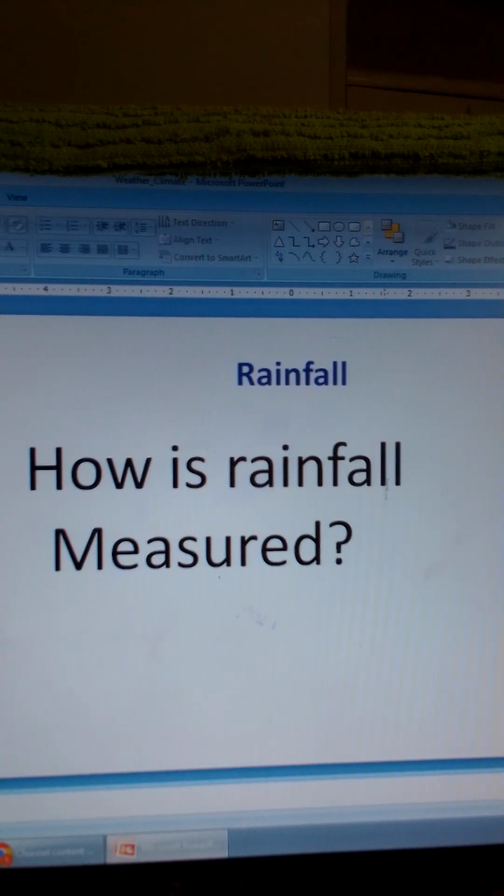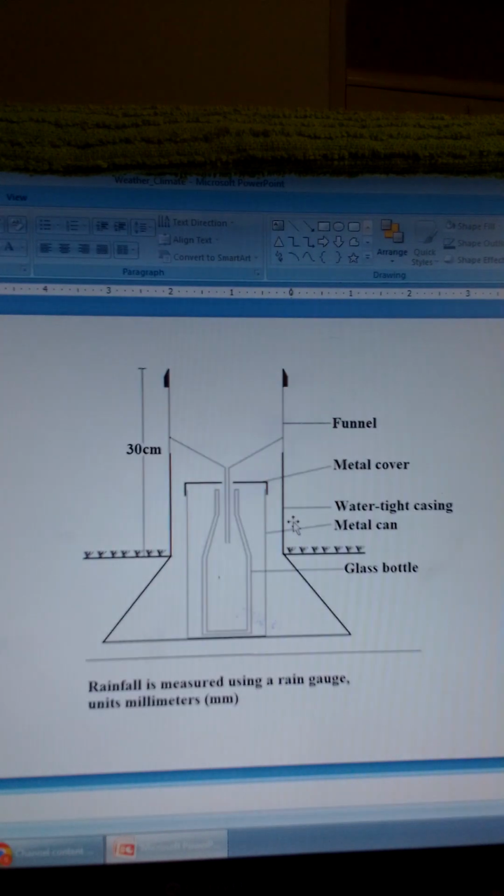Next, rainfall. How do you measure rainfall? Rainfall is measured using a rain gauge. This is a diagram of a standard rain gauge. It has a funnel which is 5 inches in diameter, right? And the rainwater enters the gauge through this funnel into a collecting bottle. This is a glass bottle which collects rainwater.